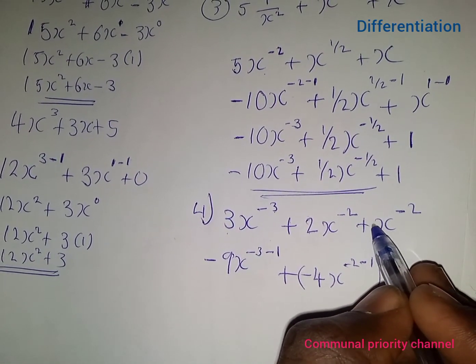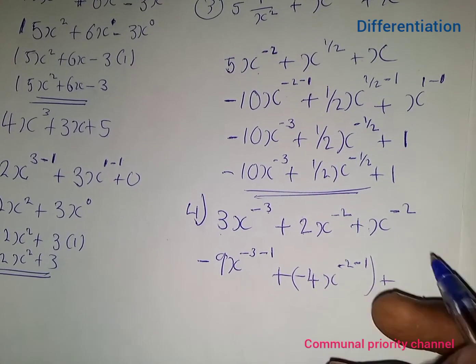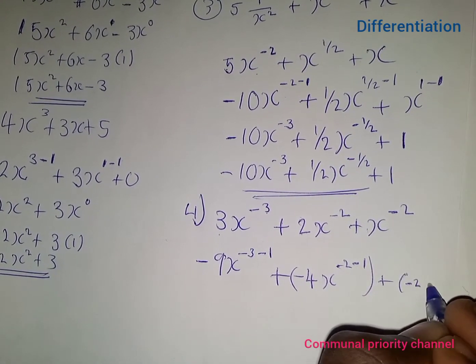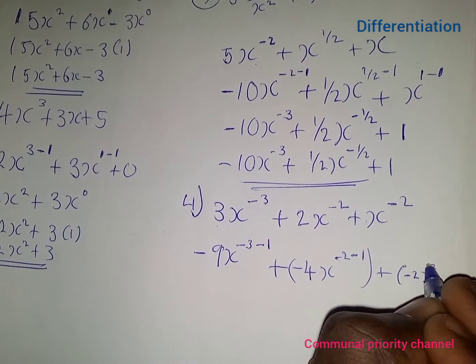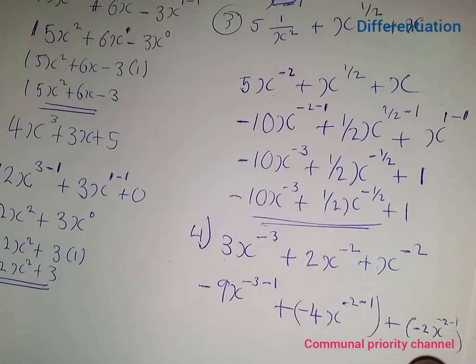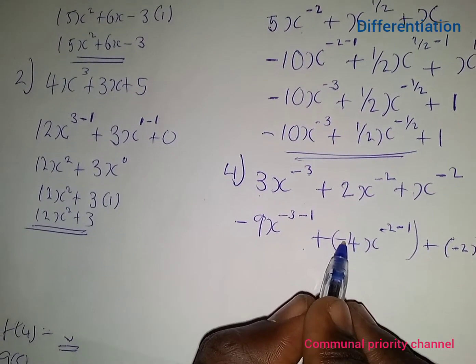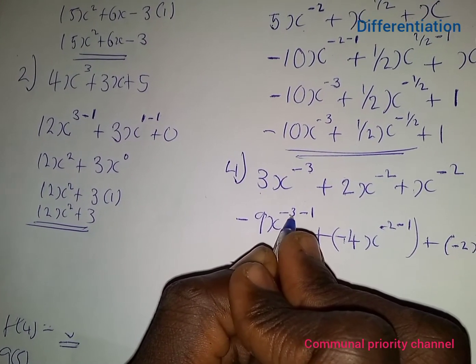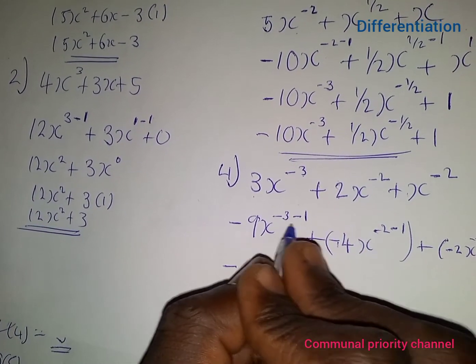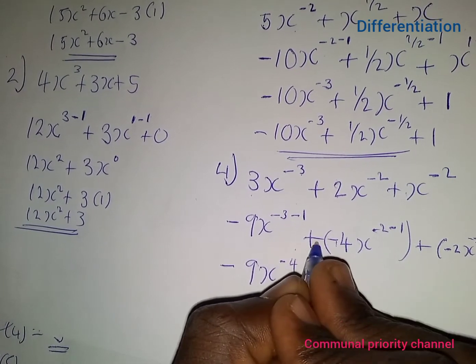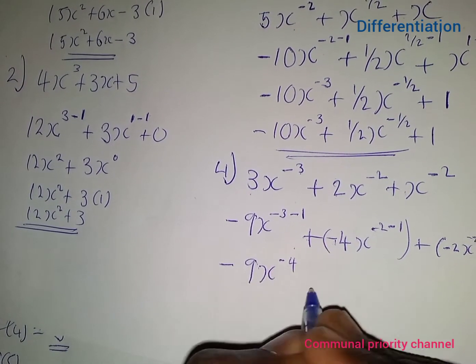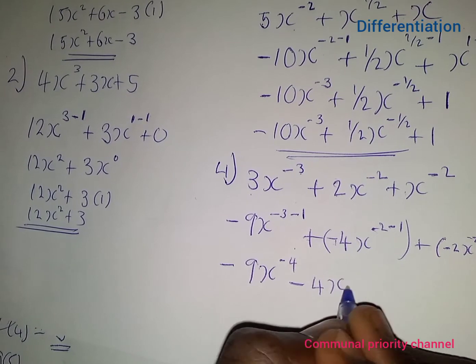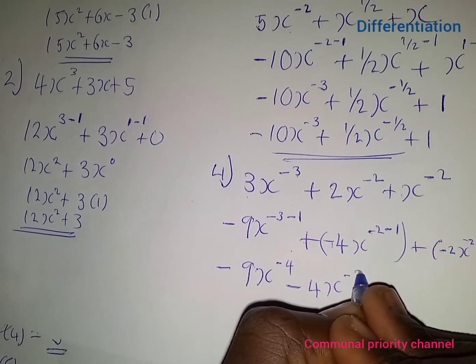We know we already have 1 here. Therefore, this will be 1 multiplied by minus 2, which will be what? Also minus 2 x to the power of minus 2 minus 1. Close bracket. Minus times minus will give you what? Will give you plus. Therefore, this will be minus x to the power of minus 3 minus 1, what is that? Minus 3 minus 1 is minus 4. Minus times plus, plus times minus, will give you minus. Then 4x to the power of minus 2 minus 1 is equal to minus 3.